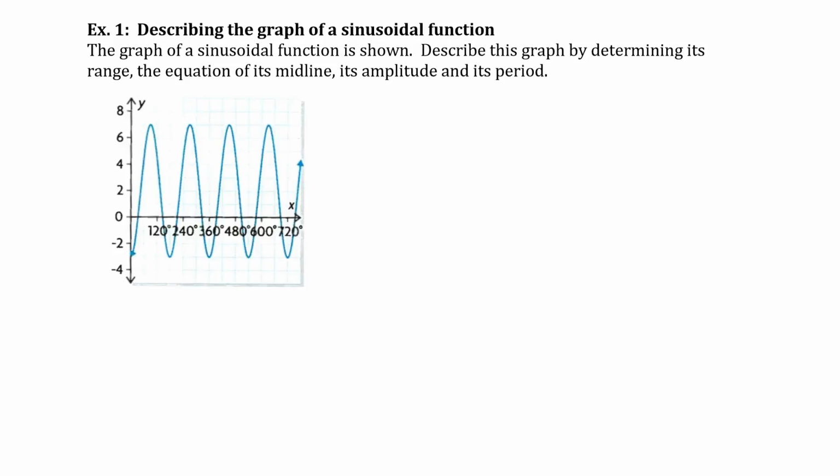Example number 1, describing the graph of a sinusoidal function. So the graph of a sinusoidal function is shown right here. Describe the graph by determining its range, that has to do with our y values, the equation of its midline, its amplitude, and its period. So let's first talk about range. This is all the y values it can be.